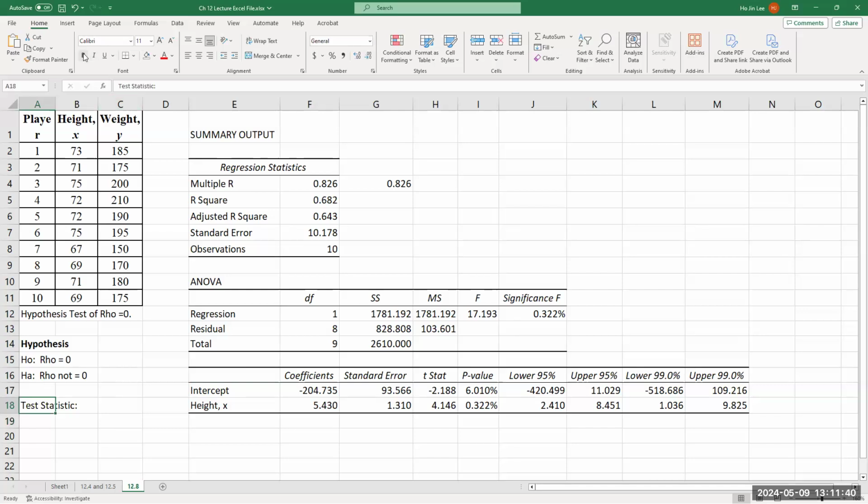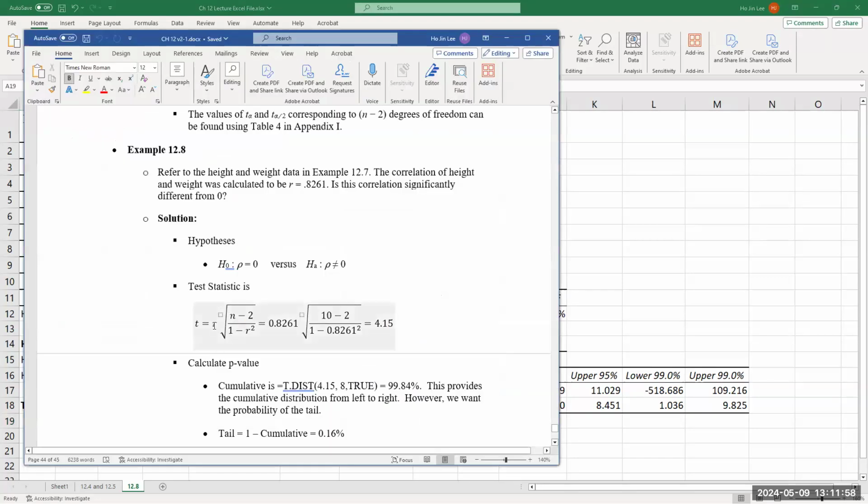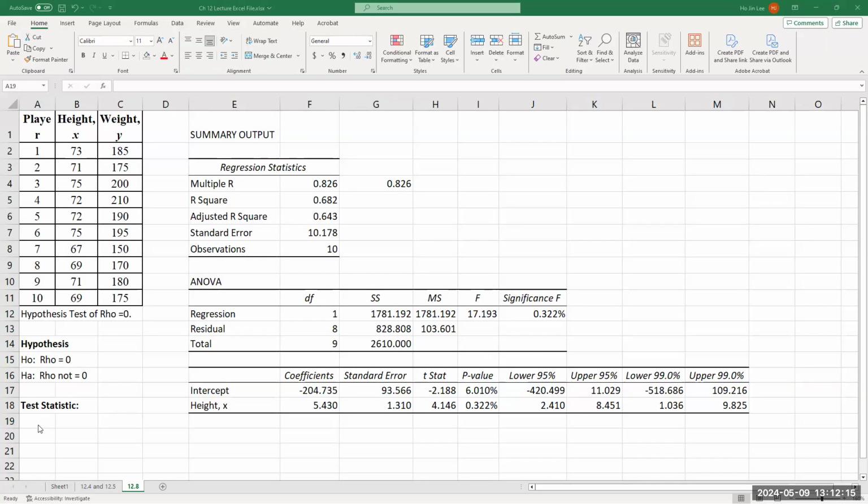The test statistic formula is found in the notes, as well as the online recordings. This is equal to R times the square root of n minus 2 over 1 minus R squared. It's kind of complicated, so let's try to do it in one formula, but if need be, we could break it up.